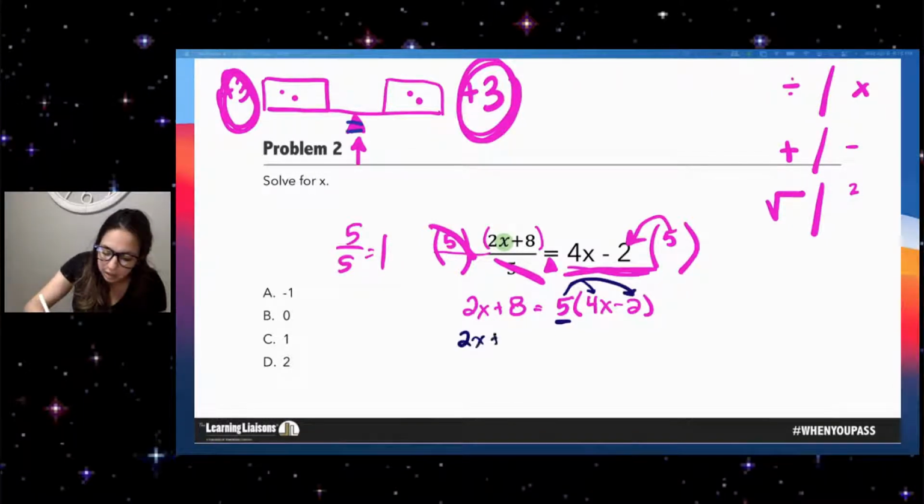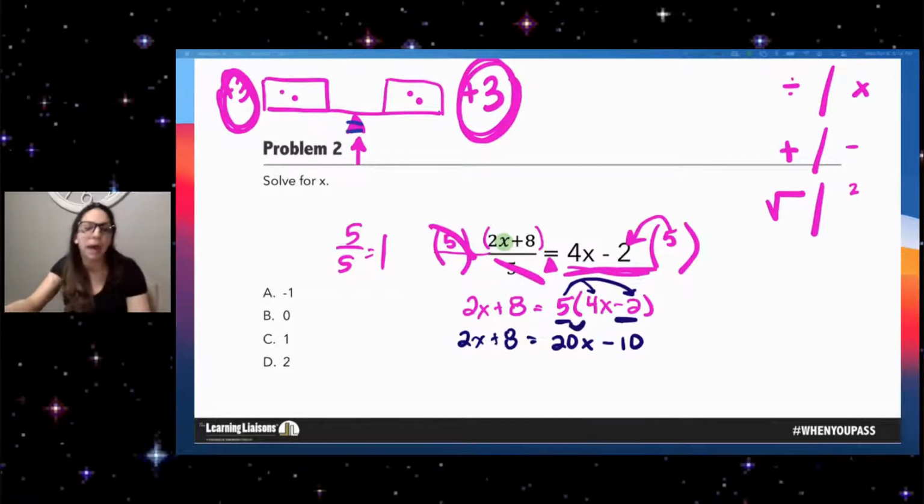So I'm left with 2x plus 8 equals 5 times 4x, which is 20x. 5 times negative 2 is negative 10. This is the part that most people forget. They'll get the 20x and then it'll be like minus 2. Don't forget that 5 multiplying to the 2.